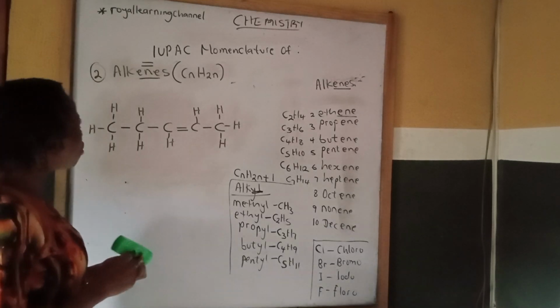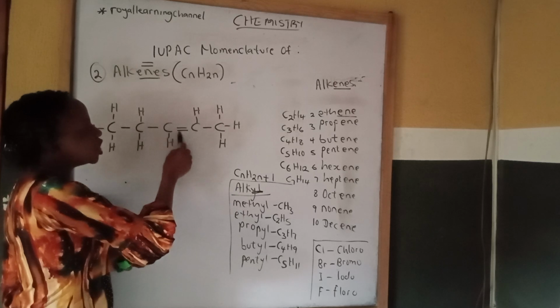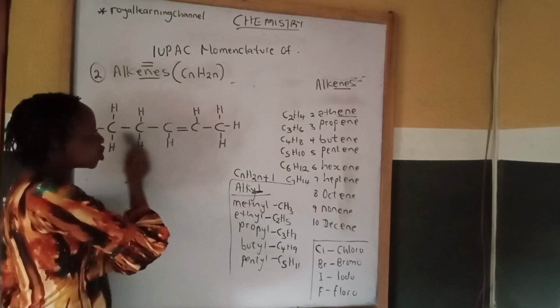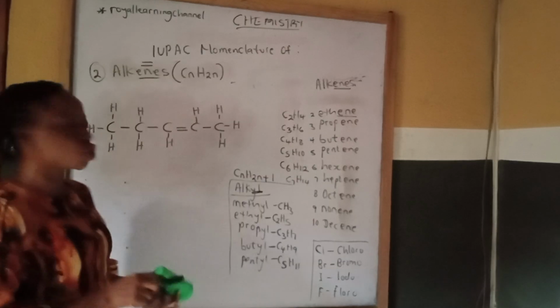Now, this is the structure of what? Alkene. We recognize this structure as an alkene because of this double bond. So it shows that this structure is an alkene. This is the presence of this double bond in its structure.